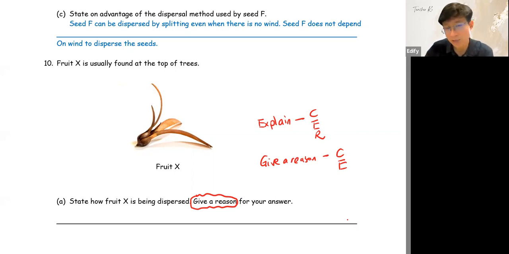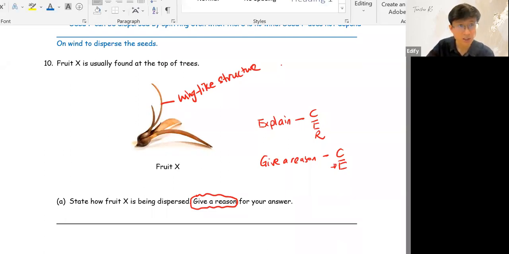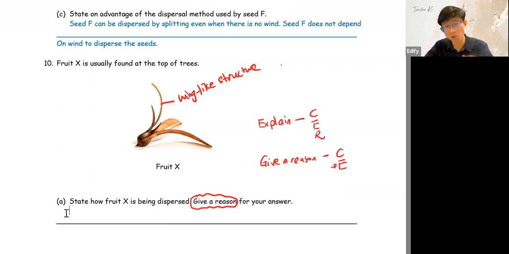For example, you just give your observation. Oh, I see that it's dispersed by wind because I see that it has a wing-like structure. That is my observation, and that is good enough. That is my E. So here's wing-like structure, full stop. I don't have to explain how the wing-like structure helps the seed to be dispersed further away. I don't have to say that because it's just give a reason. It's just not needed for now.